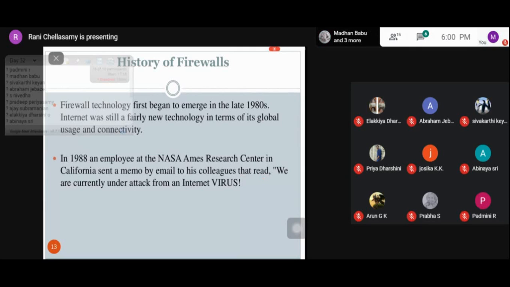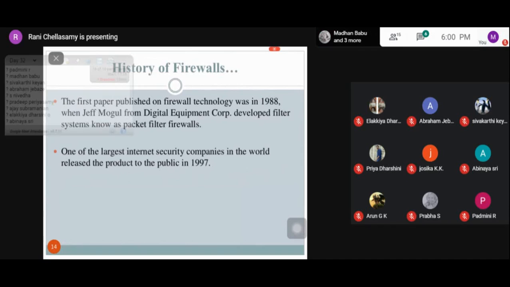The first paper published on firewall technology was published in 1988, when Jeff Mogul from the Digital Equipment Corporation developed the filter system. He was the first person to publish a paper on firewall technology, and he developed a filter system known as the packet filter firewall. So this was the first firewall, designed by Jeff Mogul.